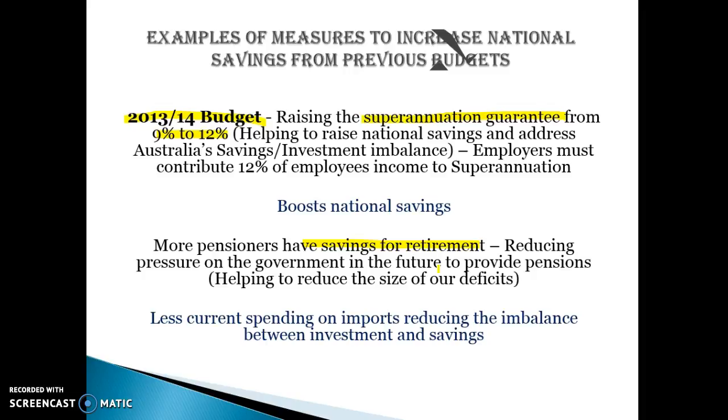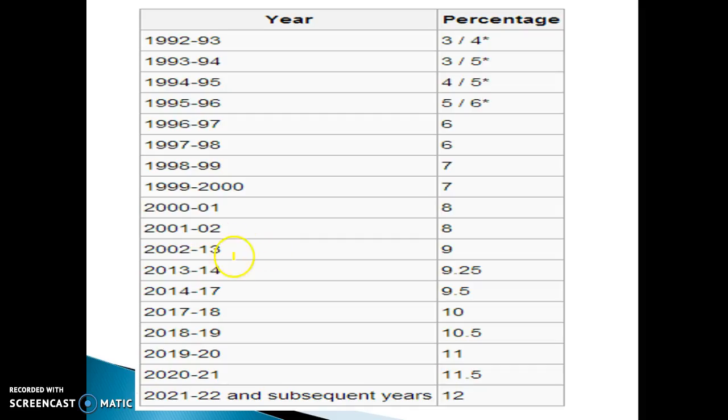So again, there's less current spending on imports, which reduces the gap between investments and savings, and in the long term, the government's got more money to provide other services because they're spending less on pensions, which helps keep the budget in surplus. That's basically what they've done with super. As you can see, 25 years ago, super was only 3 to 4%. Currently, it's 9.5%, and it's predicted to go up to 12% after 2021.